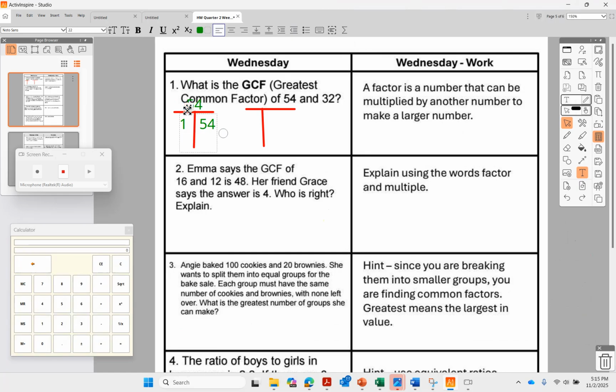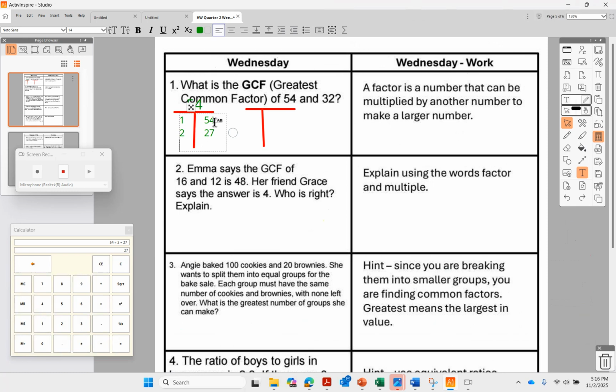I can do 2 times 54. So you might have to use your calculator. Divided by 2, if you don't know it, is 27. And I'm going to run out of room here, so let me make these a whole bunch smaller. Okay. Let's start this over. So 1 goes with 54. 2 goes with 27.